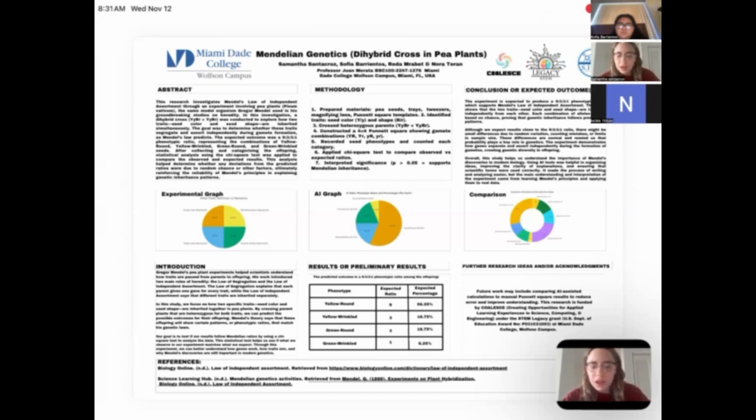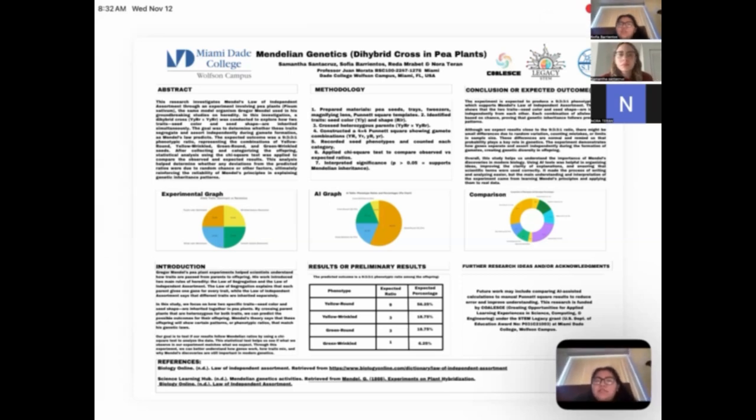Mendel's theory says that these offspring will show certain patterns or phenotypic ratios that match his genetic laws. Our goal here is to test if our results follow Mendelian ratios by using a chi-square test to analyze the data. This statistical test helps us see if what we observe in our experiment matches what we expect. Through this experiment, we can better understand how genes work, how traits mix, and why Mendel's discoveries are still important in modern genetics. This is our methodology.